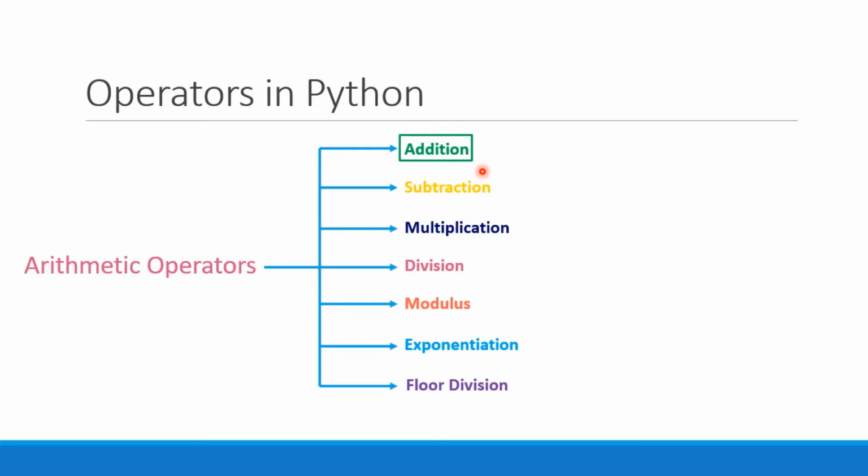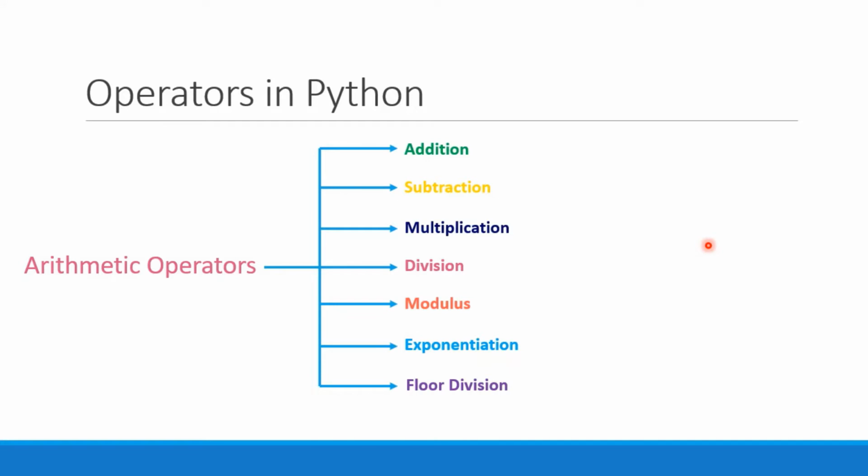Whenever we want to sum up two values or more than two values, we can use addition. For example, I have a value as 2 and I have another value as 3, and I want to sum up these values. What I can do is make use of the addition operator. For addition, you can use this plus symbol. It will add 2 and 3 and give us the answer as 5.